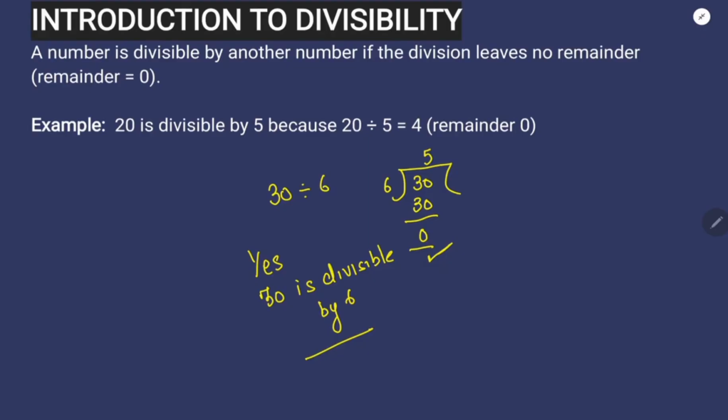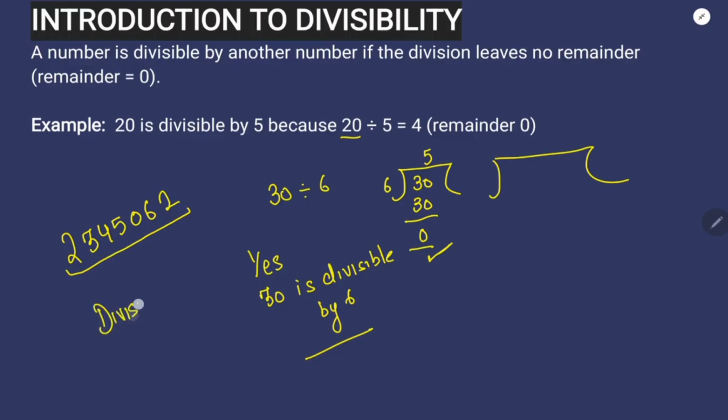So suppose I ask you whether this number is divisible by 2 or not. I can write any bigger number, 2, 3, 4, 5, 0, 6, 2. And I ask you whether this number is divisible by 2 or not, divisible by 3 or not. Then you will not do long division and check all the time. For that we need tests. Those are known as divisibility tests. So instead of doing this long division, we apply divisibility tests. So we are going to see those tests only.